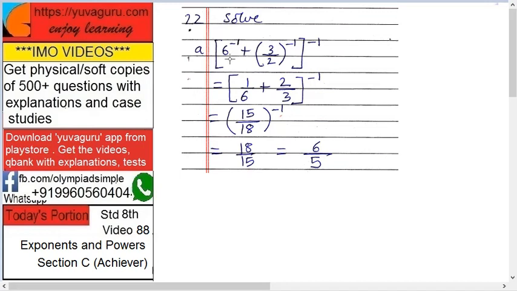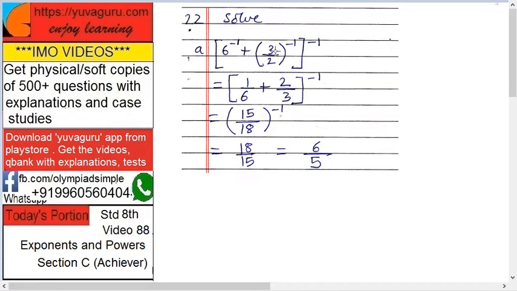Solve. There are 4 sub questions to this, and almost all are easy. So let's start. (6 raised to minus 1 plus (3 upon 2) raised to minus 1) the whole raised to minus 1. Okay, so it's easy now. Just reverse them, bring into the denominator and reverse this ratio. So it becomes 1 upon 6 plus 2 upon 3.